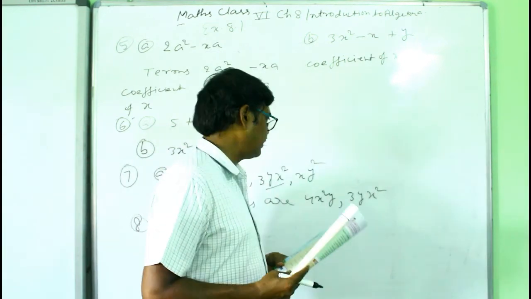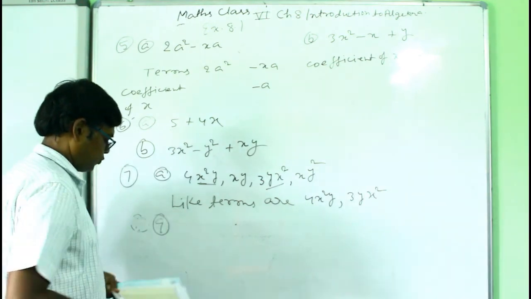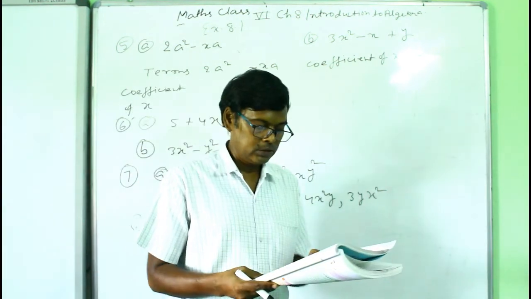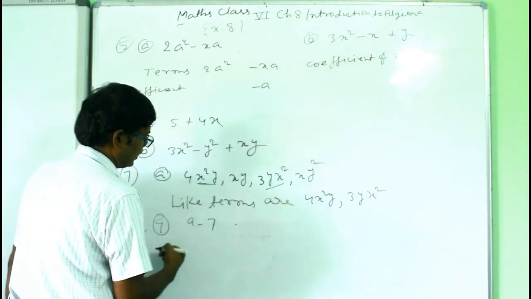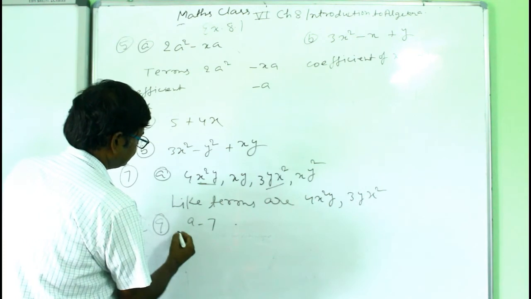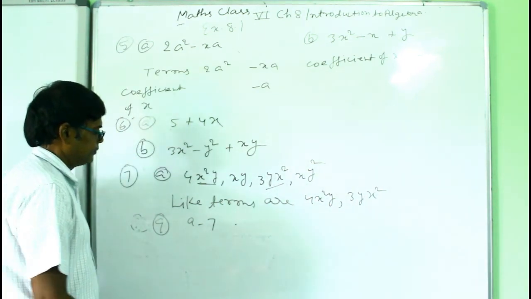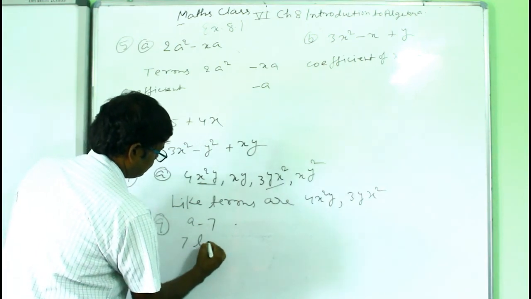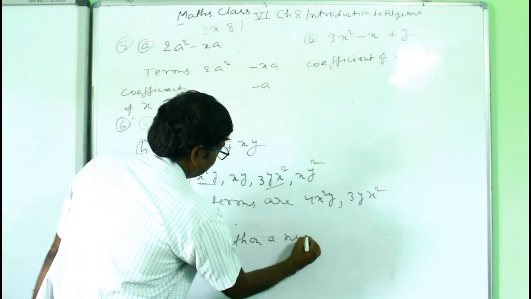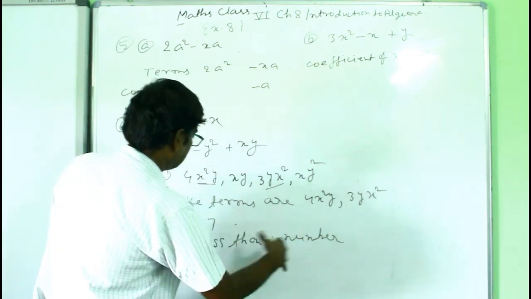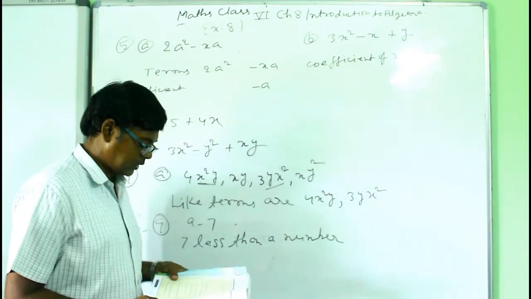And question number 9, write the following algebraic expressions in words. Okay, like if you have a minus 7, then you can write 7 less than a number. Okay, 7 less than a number, a minus 7. Okay, this is the answer of this question.